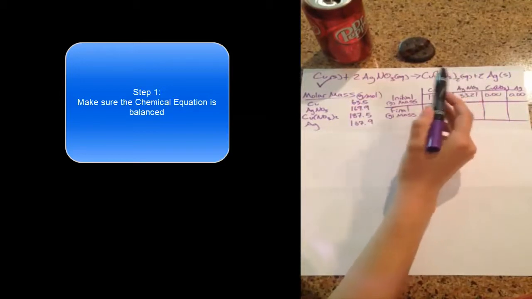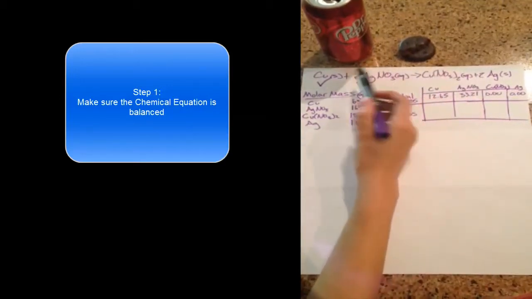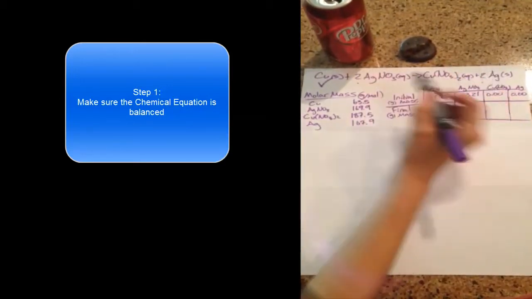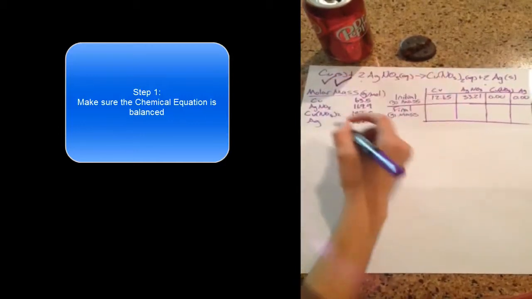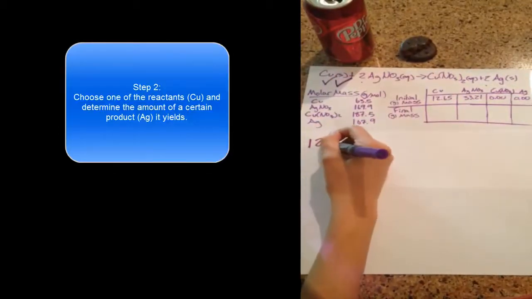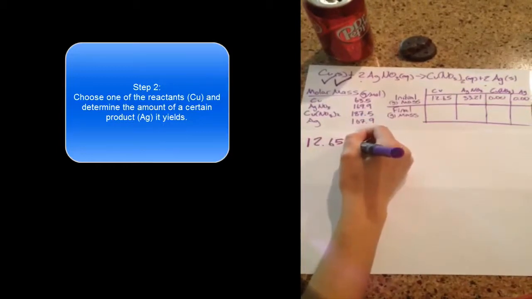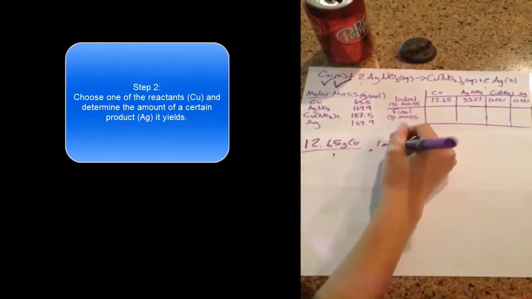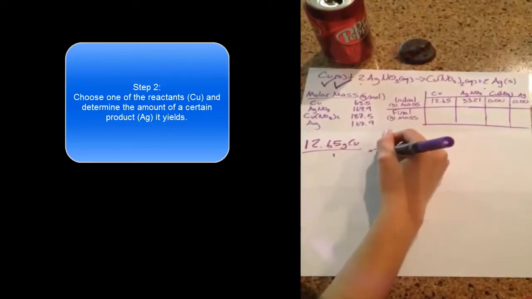So in order to find the limiting reactant, you must first begin by balancing the equation. Make sure each element is represented equally on both the product and reaction side. Next, you must choose any reactant to start with and find the yield of any chosen product. In this problem, we will be using copper as a reactant and silver as a product.